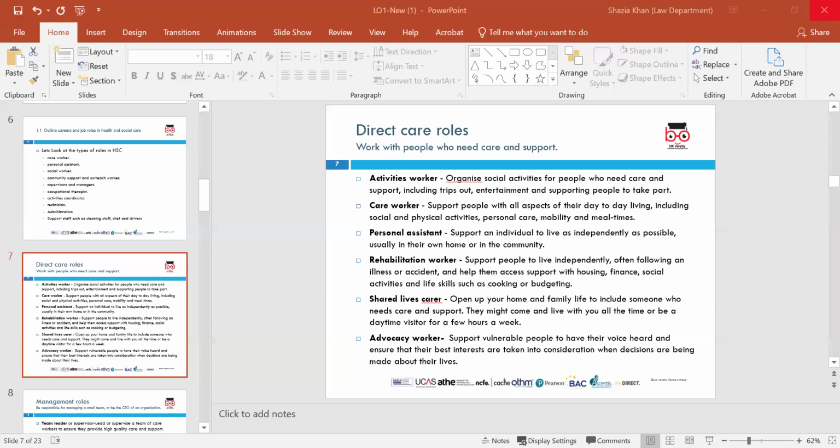When we talk about rehabilitation worker, Victor, what comes to mind when you talk about what's a rehabilitation worker?